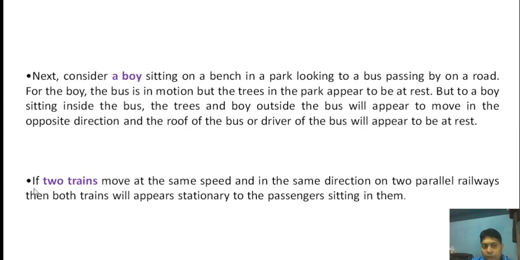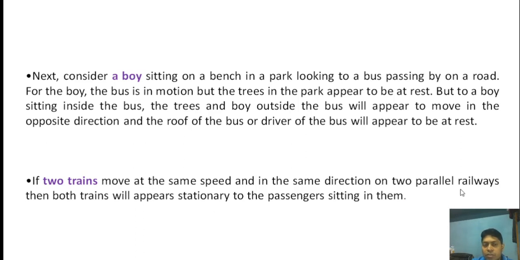Now the next point: if two trains move at the same speed in the same direction on two parallel railways, then what happens? It's a common example. Then what do you feel? You feel that the trains are stationary. Trains will appear as stationary to the passengers sitting in them.